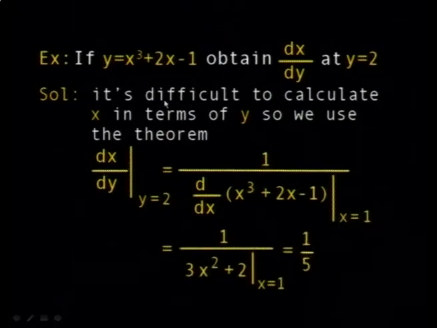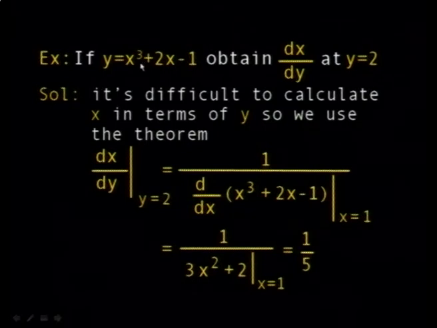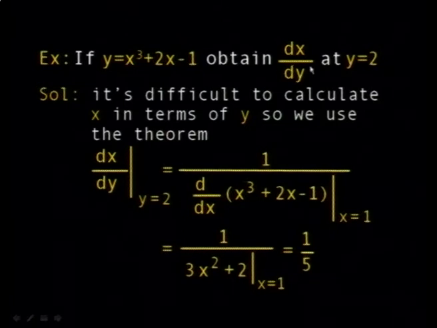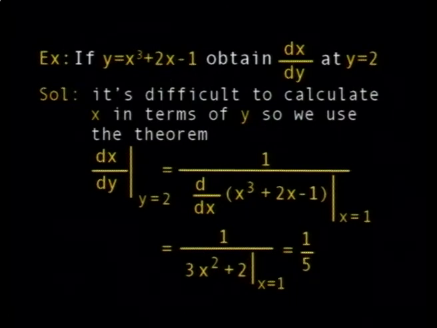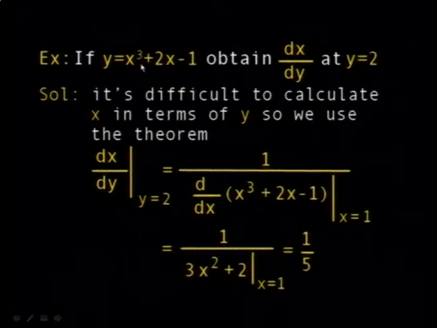Now, this is another example, and in this example, we have no choice. Why? Because we cannot isolate x in terms of y. You want to calculate dx/dy at y = 2. Now, if y is equal to 2, x is equal to 1, which means that 1 exists in the domain of f, and 2 exists in the domain of f⁻¹. In other words, in the ordered pair (1, 2), 1 is in the domain of f and 2 in the range of f. It would have been much easier had we been able to calculate x in terms of y and differentiate it, but we can't here.